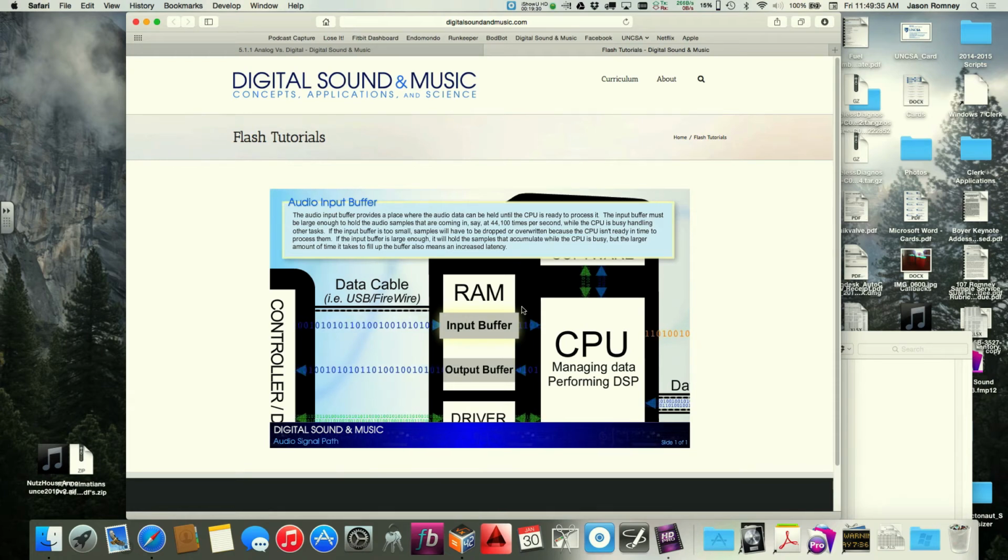And the reason you need a buffer is because, remember, that CPU and that computer is doing all kinds of stuff. It's not just doing your sound. It's got a lot of things lined up that it's thinking about right now. It's trying to run a whole operating system.